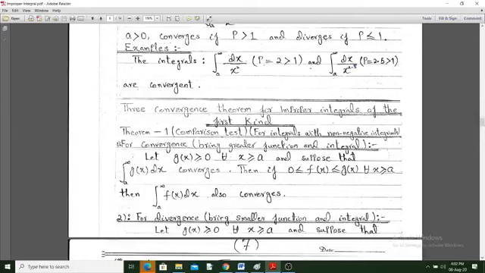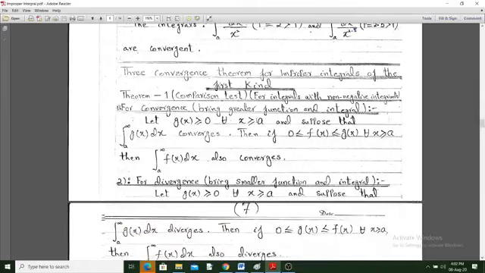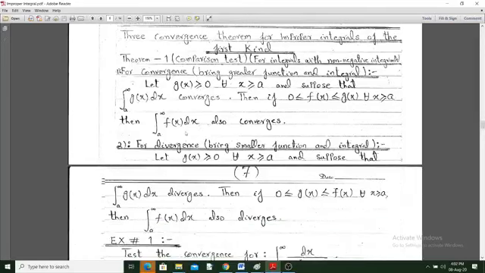Let's now discuss three theorems for the convergence or divergence of improper integrals of the first kind. The first theorem is the comparison test, and in the comparison test we have two parts. Either you have to check convergence or divergence. Whenever you have to check convergence, bring the greater function and make the greater integral; for divergence, bring the smaller function and smaller integral.